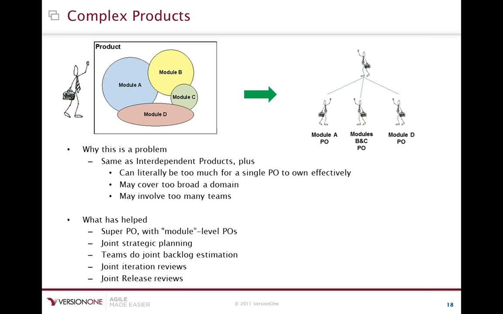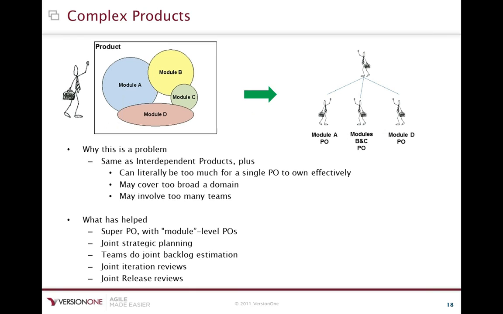Complex products is another one, and this is where we may have a product, so we're not talking about multiple products, but we have just a lot of stuff inside of a big product, and this tends to happen if our product happens to have grown by acquisition. We're incorporating different pieces of it, and we can end up with a lot of things kind of cobbled together there.